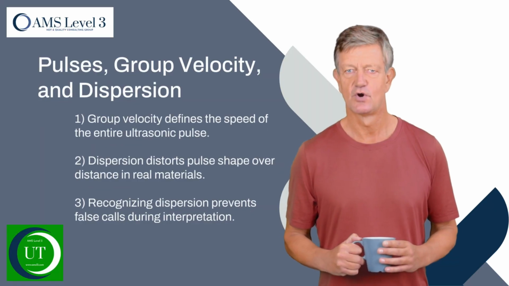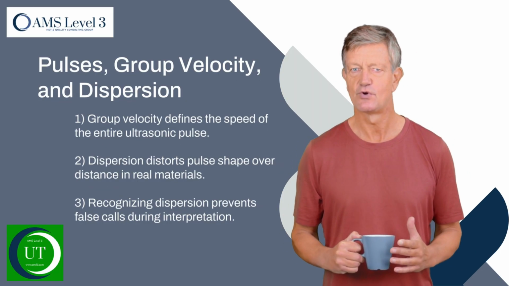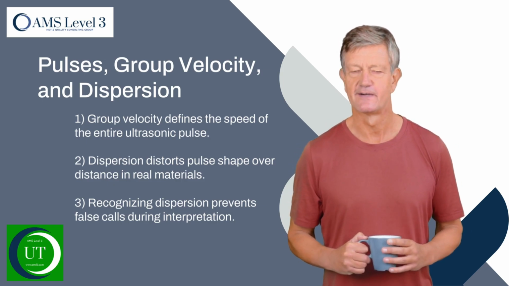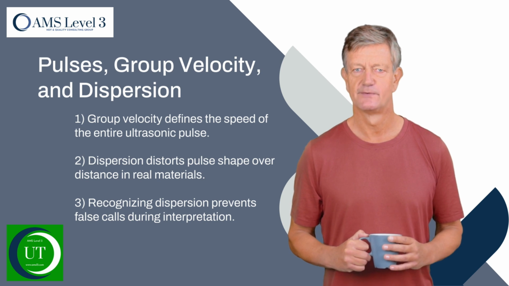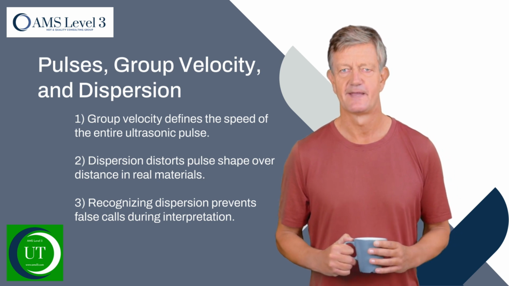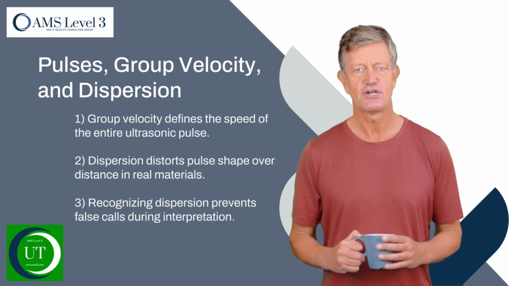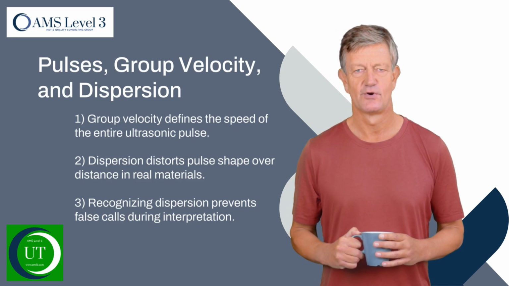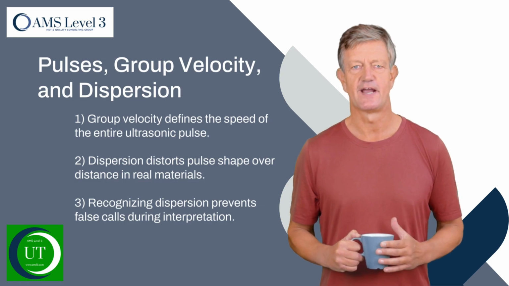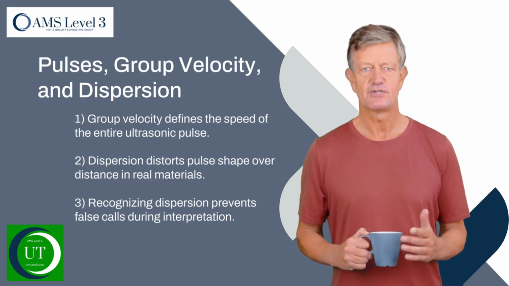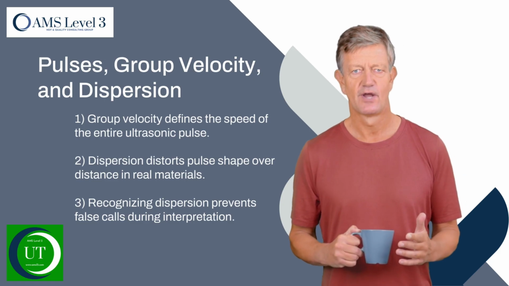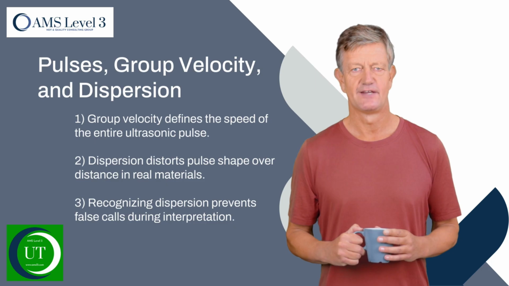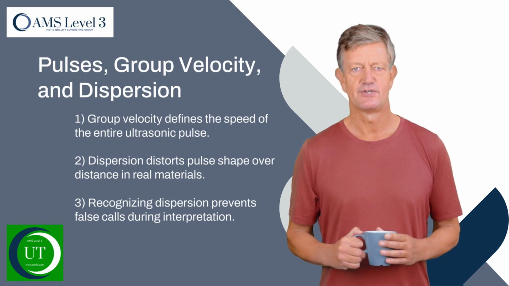In the field, we use short ultrasonic pulses, not continuous tones, to locate flaws. The speed of these pulses, known as group velocity, tells us how quickly energy travels through a material. But here's where it gets interesting. In a perfect world, the pulse would never change shape. Real materials, however, aren't perfect. They cause dispersion, where parts of the pulse move at slightly different speeds, distorting the signal over distance. When you understand group velocity, you understand how your time of flight relates to actual flaw position. When you understand dispersion, you learn when not to overtrust the signal shape.